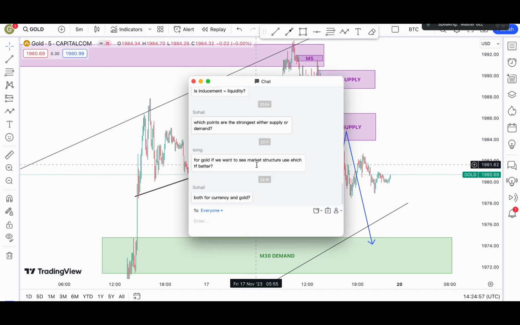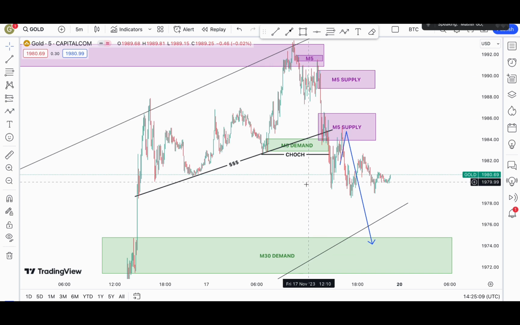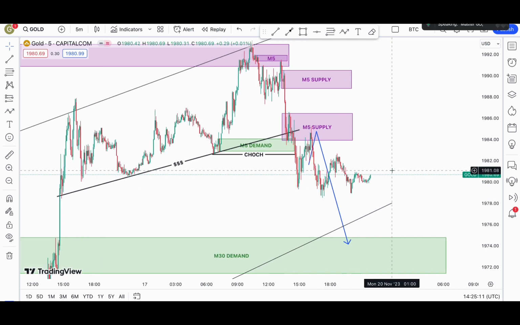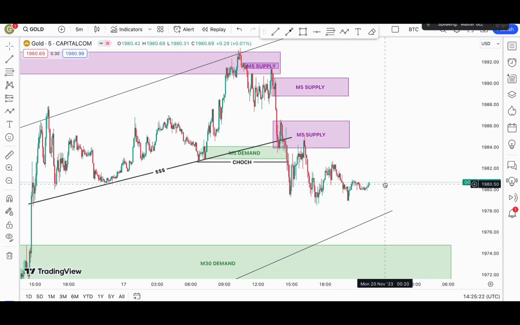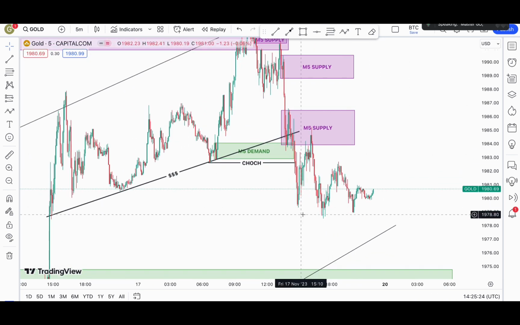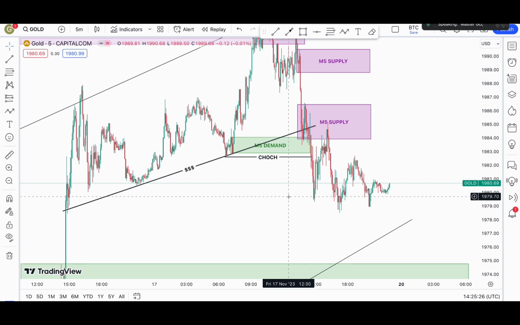Both for currency and the gold? No. If you ask me about the currency, you're asking which time frame we should take, right? It depends. Since I'm not familiar with the other pairs, you should find this answer out yourself and tell me. Find out which time frame works best for your favorite pair.